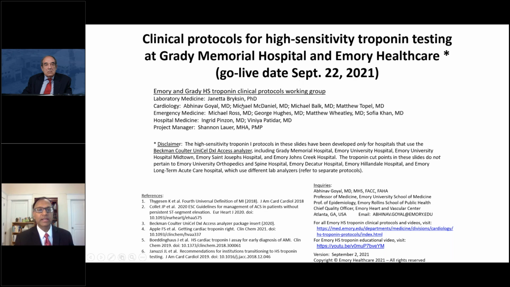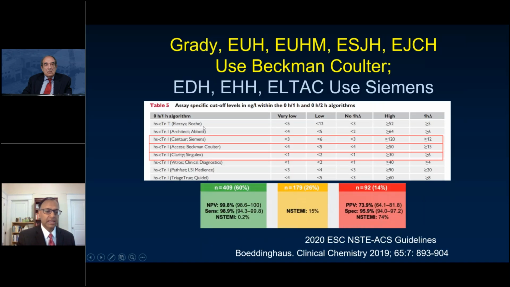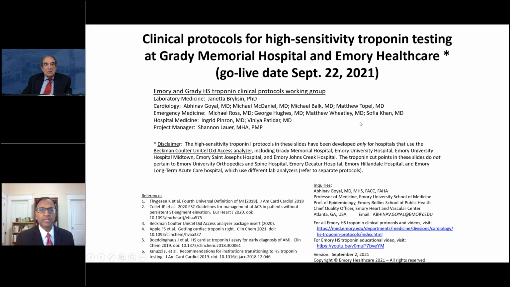And what we have on here is how we developed our protocol, who were the key clinicians involved in developing it. We had representation from laboratory medicine, cardiology, emergency medicine, hospital medicine, and it was complicated enough to implement this at a 6-hospital system along with Grady that we had to involve a project manager to make sure laboratory medicine, clinical components, and IT were all on track. These are the references we drew from heavily.